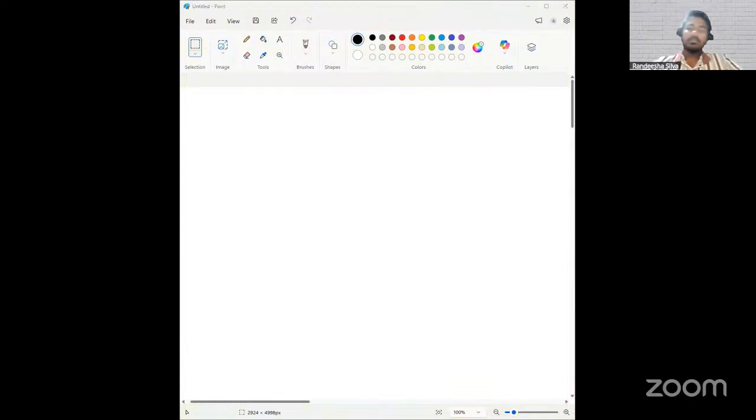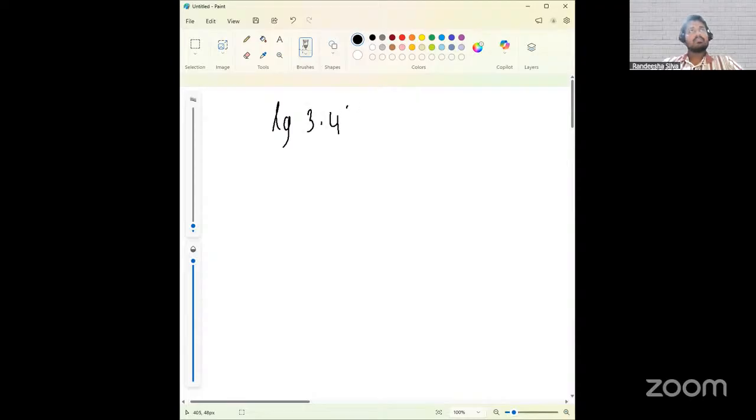So the number is this number, lg. I will write it as lg, which means base 10. We are using this lg because we are using the logarithms table, so we take base 10. Okay? So the number is lg 3.426.